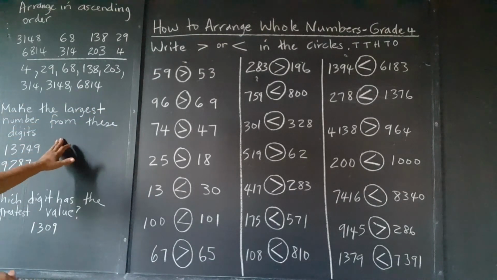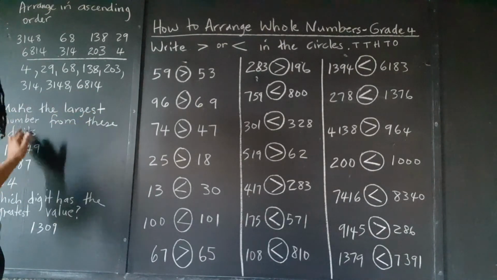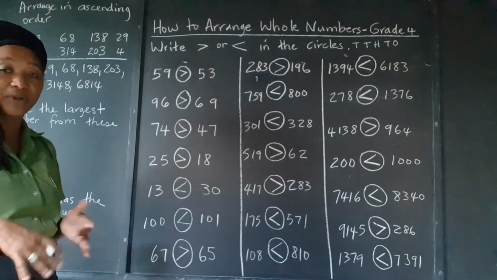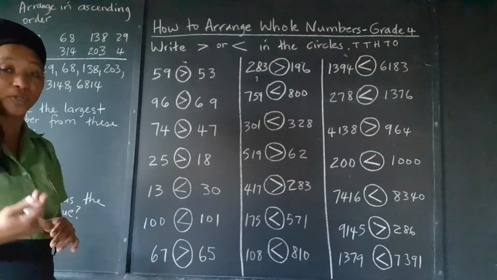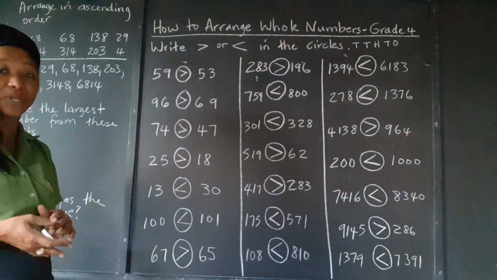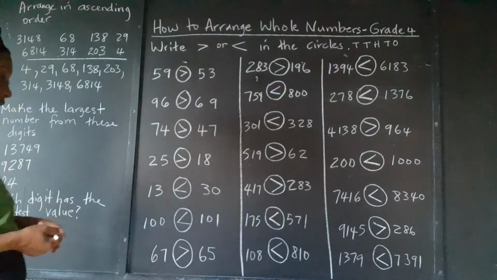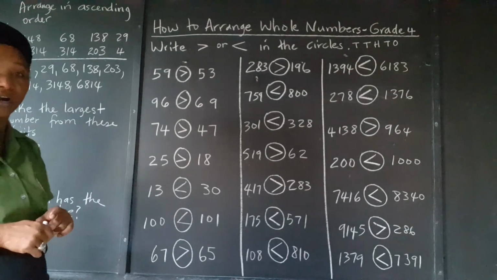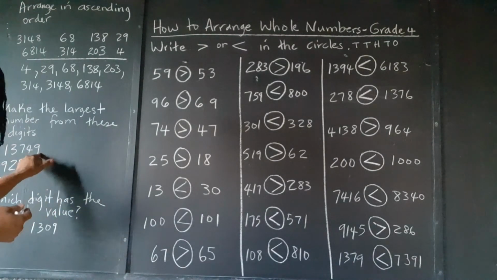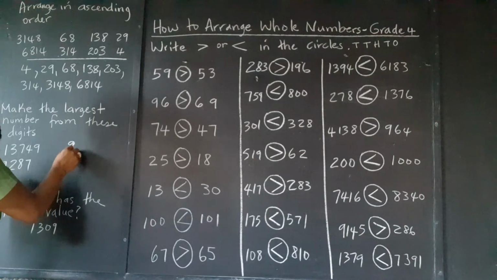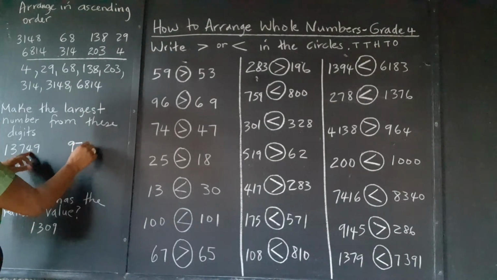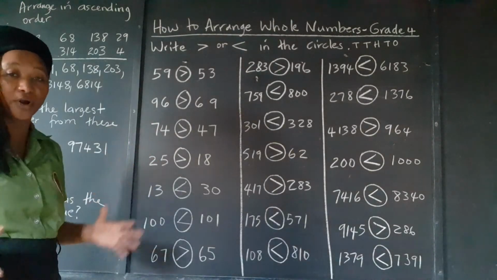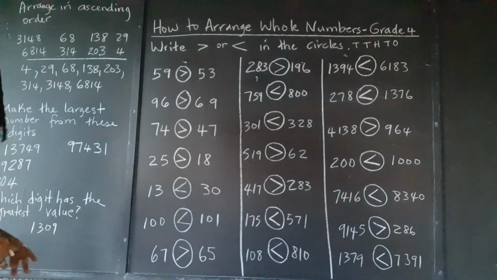Now this instruction says, make the largest number from these digits. So they give us some digits, and we are to rearrange them to make the largest possible number from those digits. So that simply means we have to arrange them in descending order. So we have to start with the biggest digit, then the next biggest, then the next biggest, and that's how we would come by the biggest number that we can form from these digits.